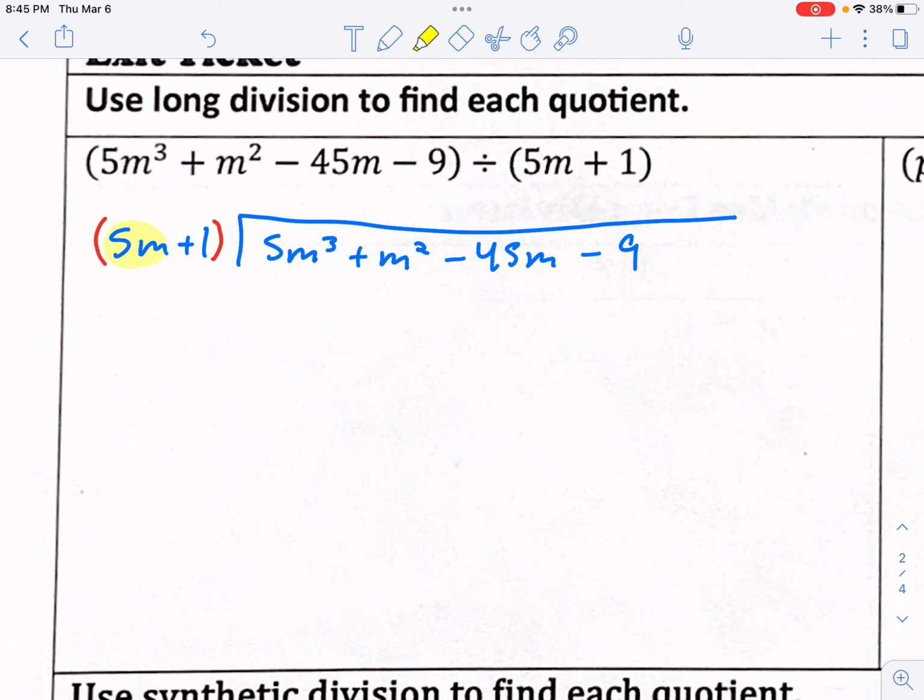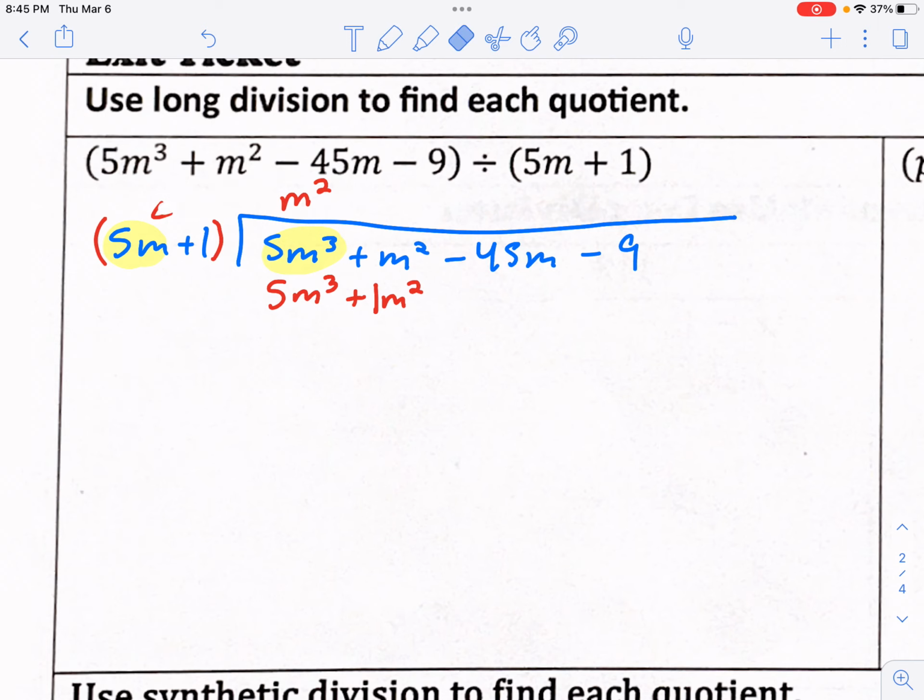So it's a game of matching. 5m needs to match with this 5m cubed. We only care about the leading terms. We just want to cancel out that first one. In this case, to get 5m to match up with 5m cubed, I just need to multiply it by m squared. And now remember, what we're going to do is multiply both of them. So I should be left with 5m cubed plus 1m squared.